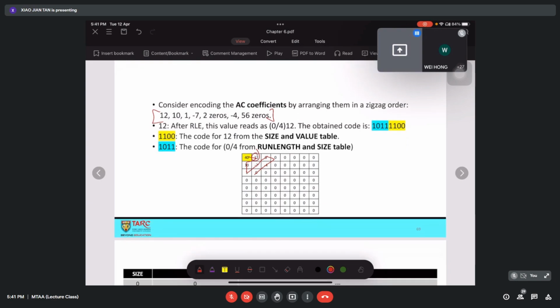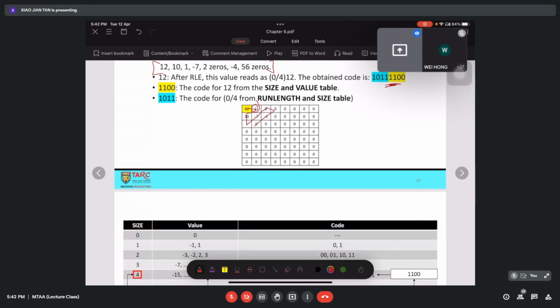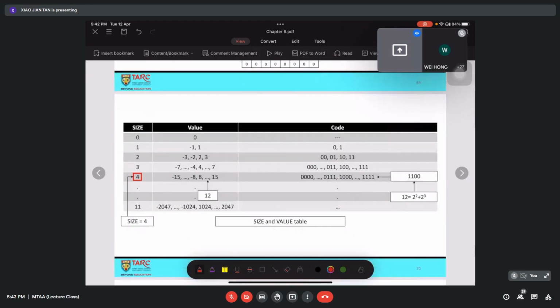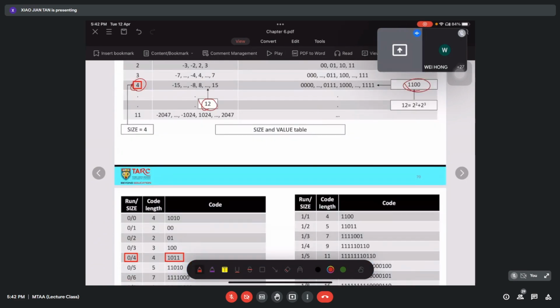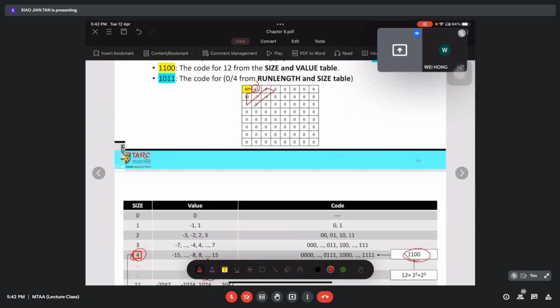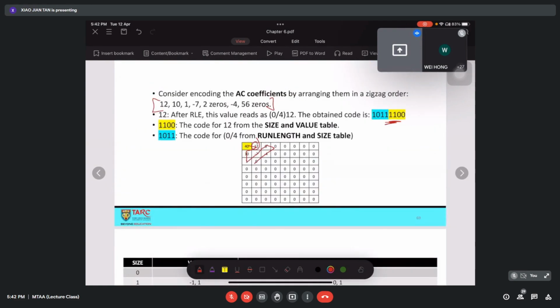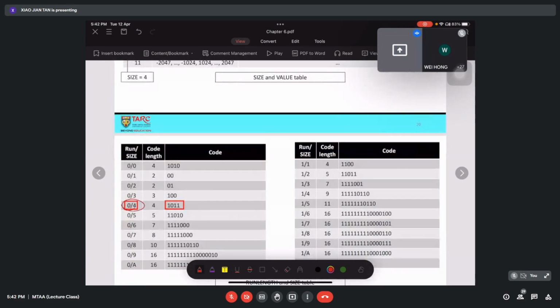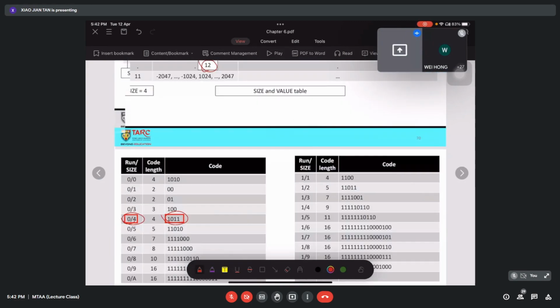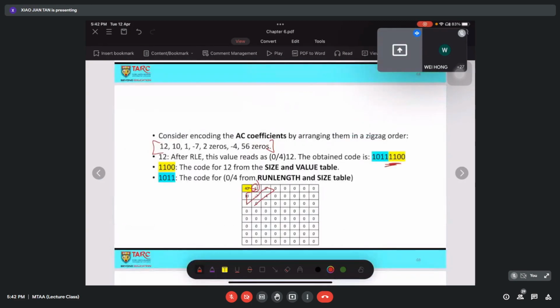Okay, so for 12, the obtained code is this one. How do you get this? From the size and value table. First of all, 12 is somewhere around here, so the value is this one, and the size is 4. Then go to the size value. Since you don't have any zero skipping, it is 0, 4. Okay, you will get this value, and then you join together this value 1011 and 1100. So you will get this one just for 12.